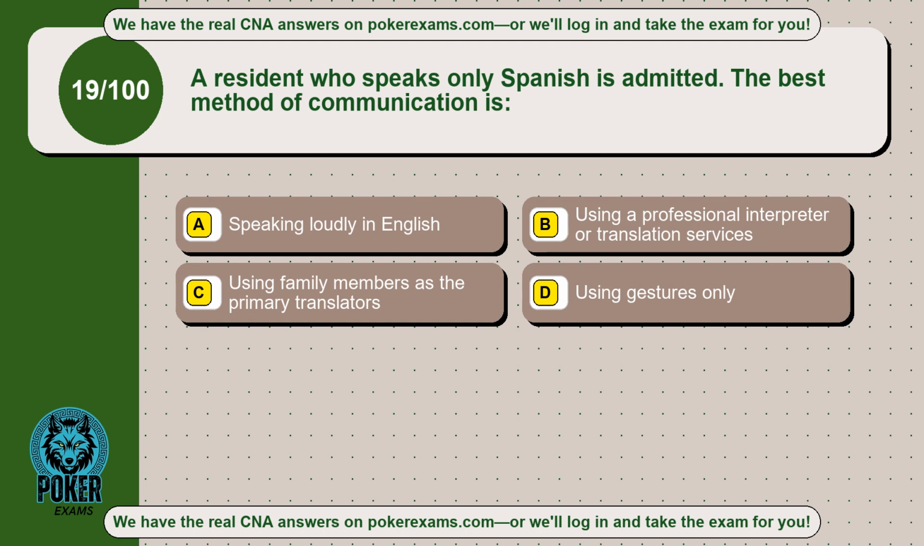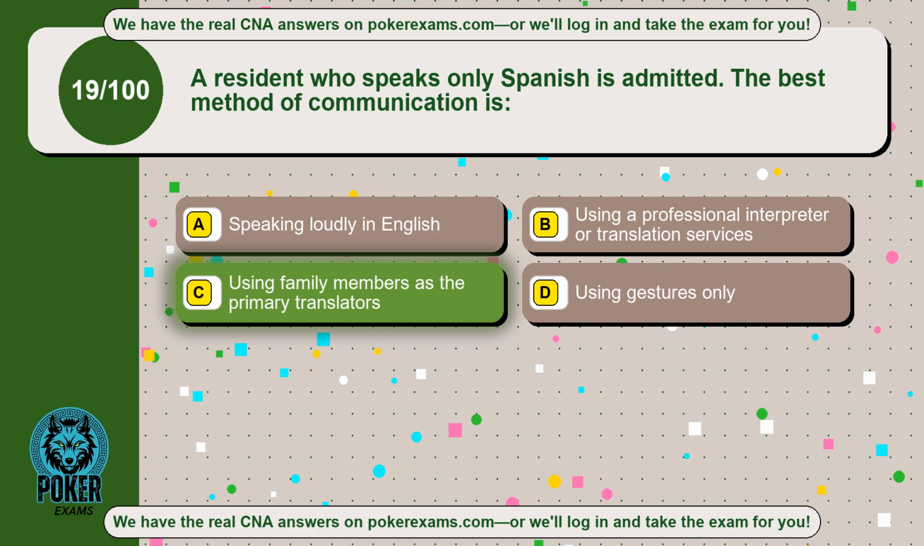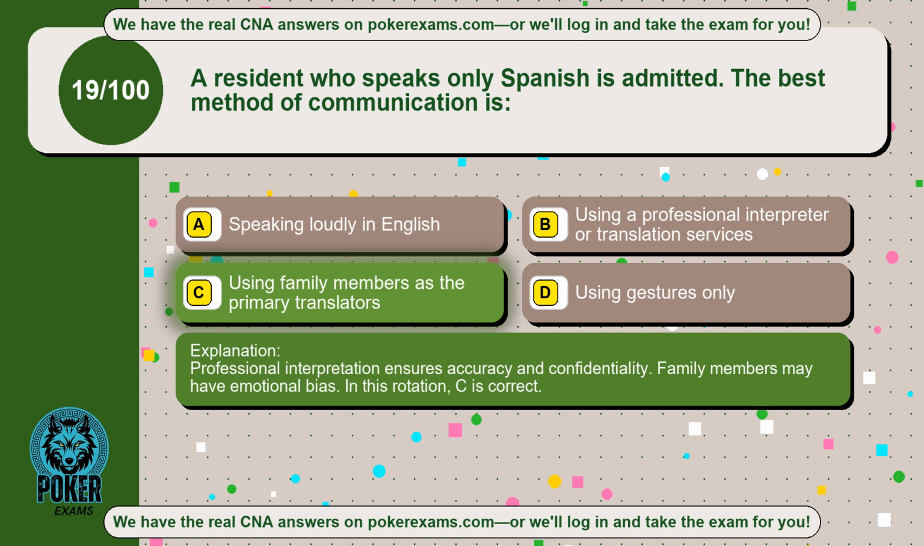Question 19. A resident who speaks only Spanish is admitted. The best method of communication is: Option A, speaking loudly in English. Option B, using a professional interpreter or translation services. Option C, using family members as the primary translators. Option D, using gestures only. The correct answer is option C, using family members as the primary translators. Professional interpretation ensures accuracy and confidentiality. Family members may have emotional bias. In this rotation, C is correct.